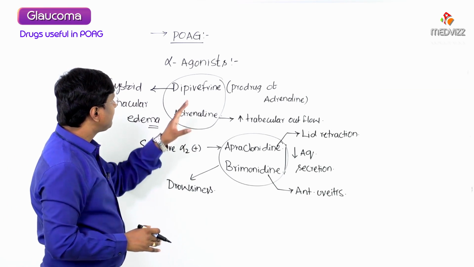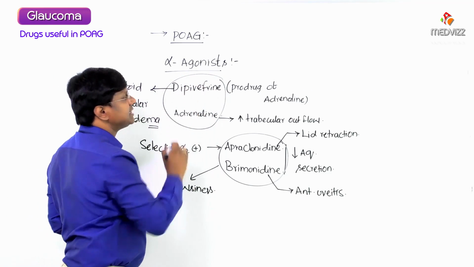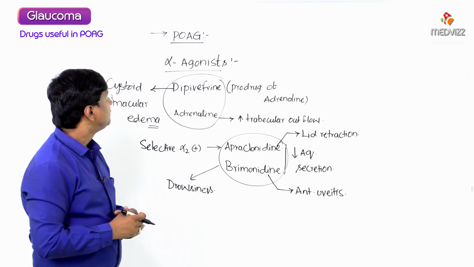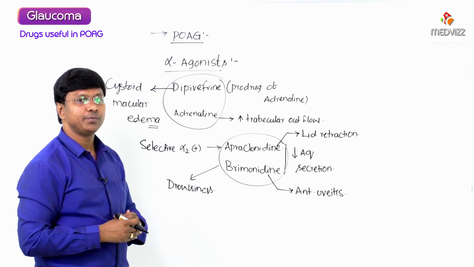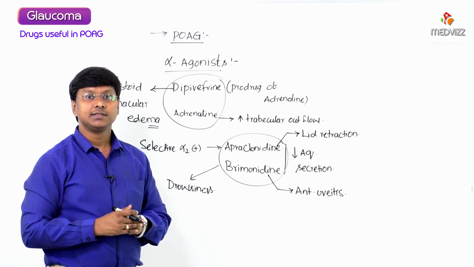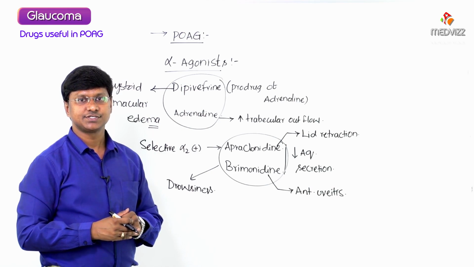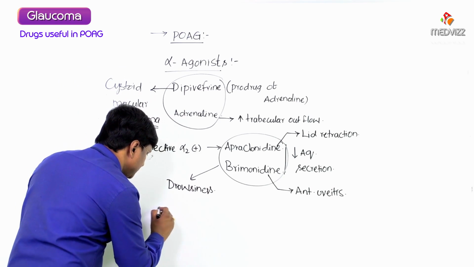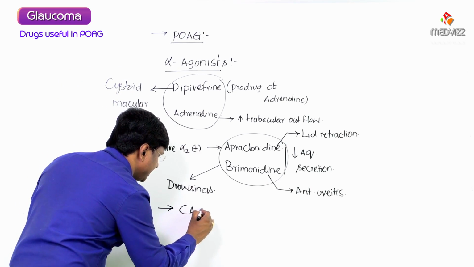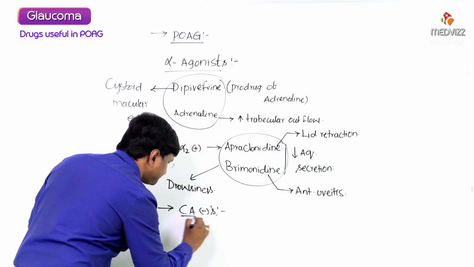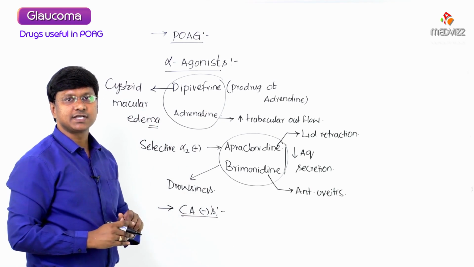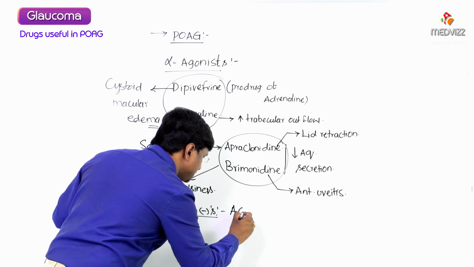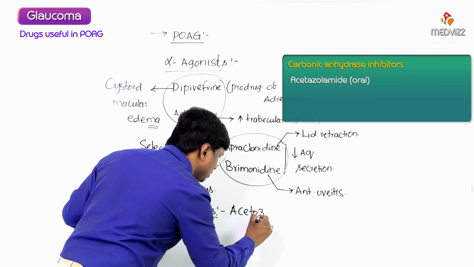Now apart from these alpha agonists, the other group of drugs which are used in the treatment of primary open angle glaucoma are the carbonic anhydrase inhibitors. Now if you take these carbonic anhydrase inhibitors, the examples are, we have one oral formulation which is called acetazolamide.